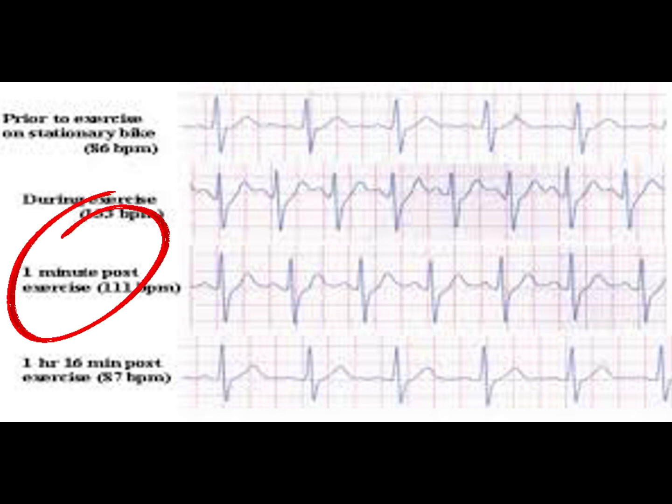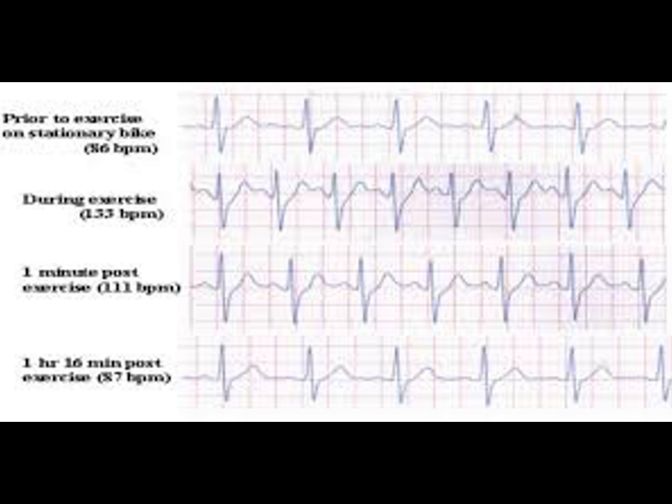The third ECG shows us 1 minute post-exercise. So here we can see our heart rate is slowing down, but it is still pumping at a higher force, as we still have the same maximum and the same minimum as our during exercise. This is to counteract our oxygen debt.